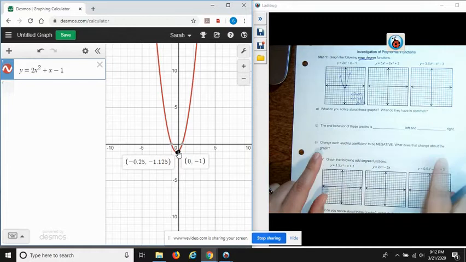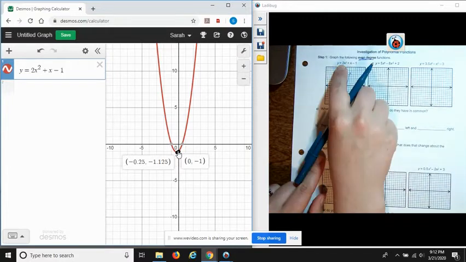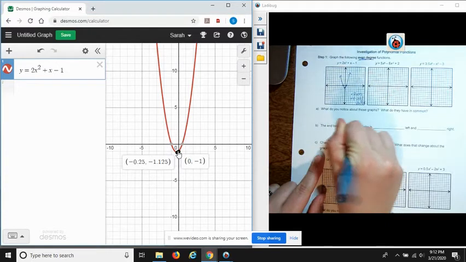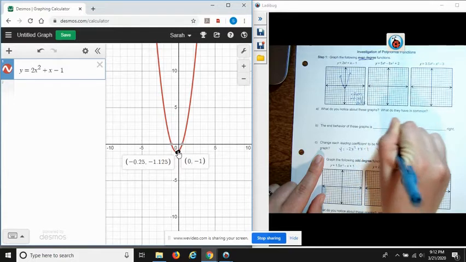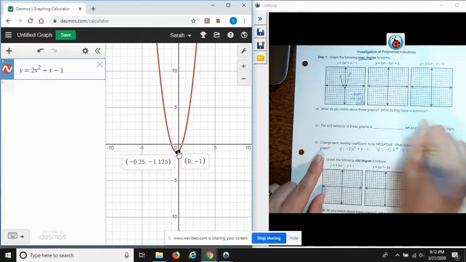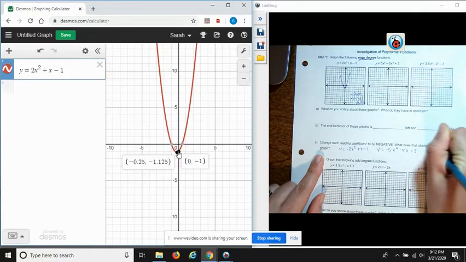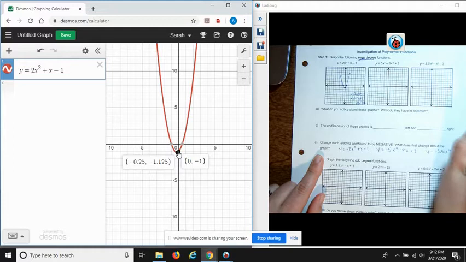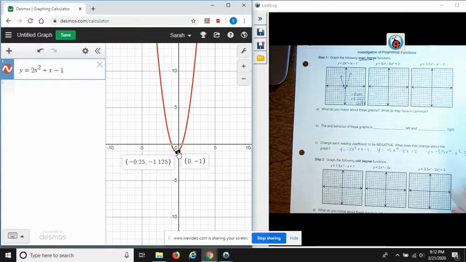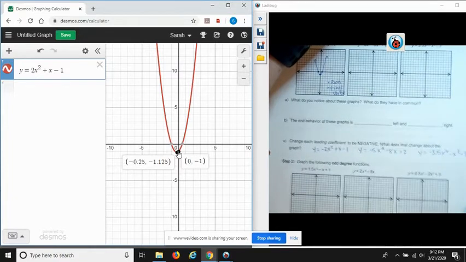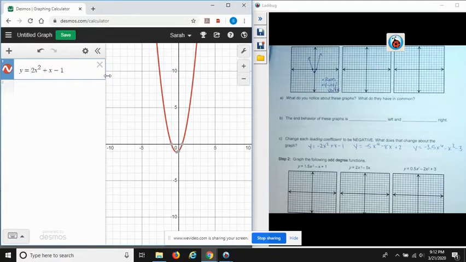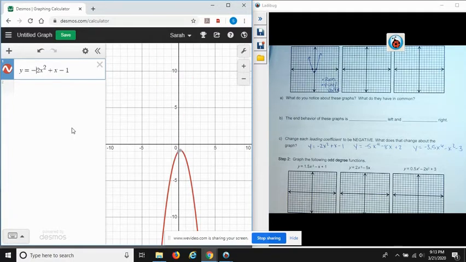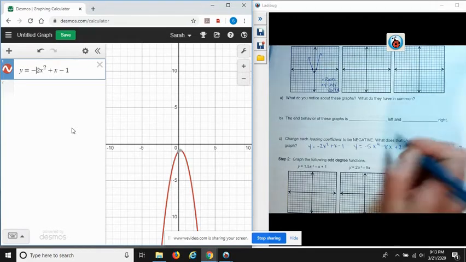Part C says change the leading coefficient to negative. So you will have y equals -2x squared plus x minus 1. Y equals -5x to the 4th minus 8x plus 2. Y equals -3.5x to the 6th minus x squared minus 3. So I want you guys to look at the Desmos screen. You're going to go over here. All you're doing is switching that first number to a negative and seeing what happens, and then answering the question, what does that change about the graph? Okay.